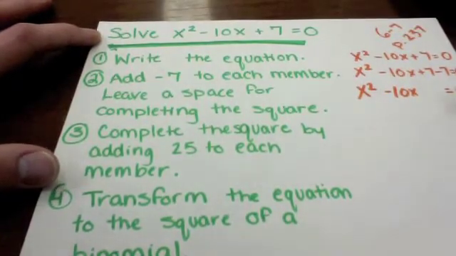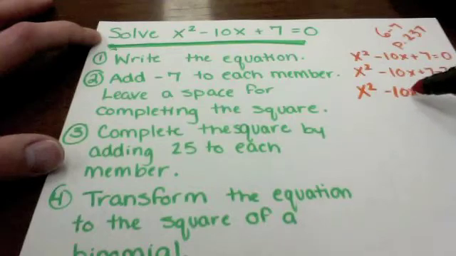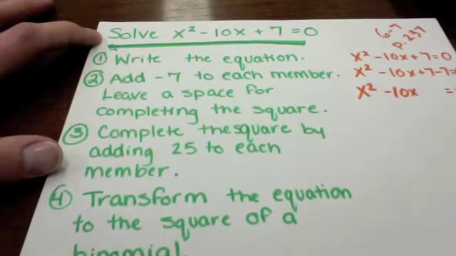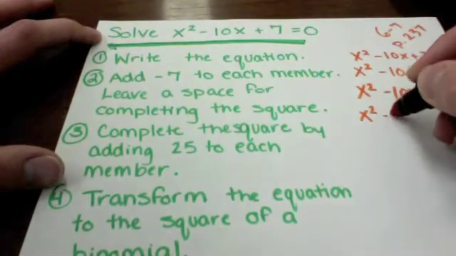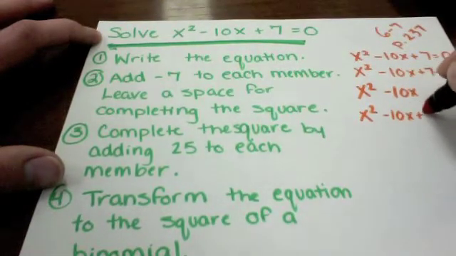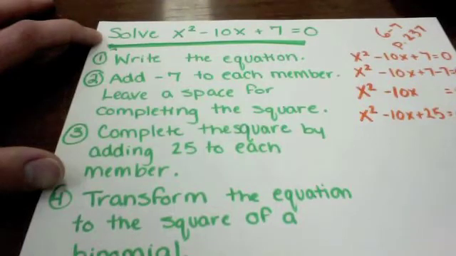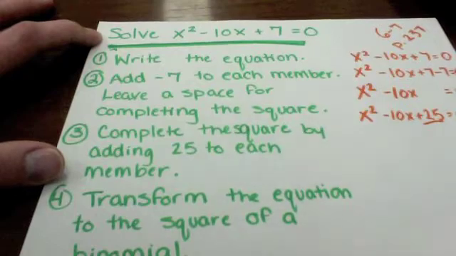Now I'm going to complete the square. So remember, completing the square, we divide that coefficient of the center term by 2. So 10 divided by 2 is 5. And then we square that. So 5 squared is 25. So x squared minus 10x plus 25 equals negative 7 plus 25, because you need to add that term to both members of the equation.